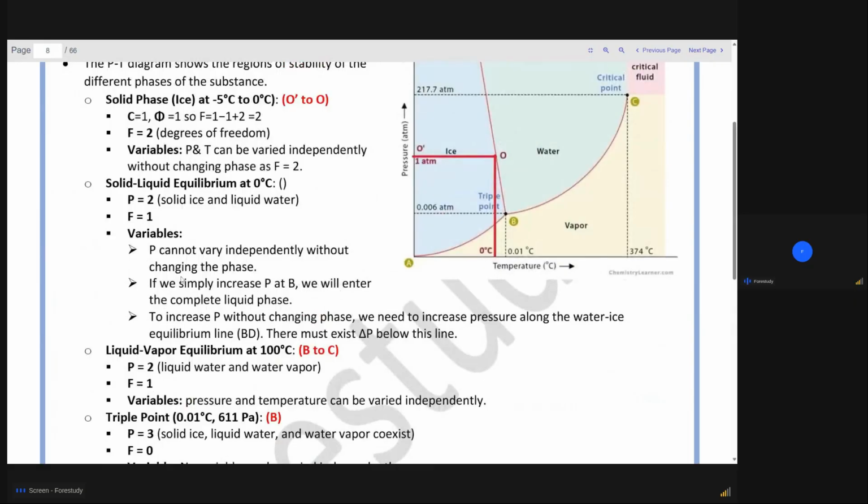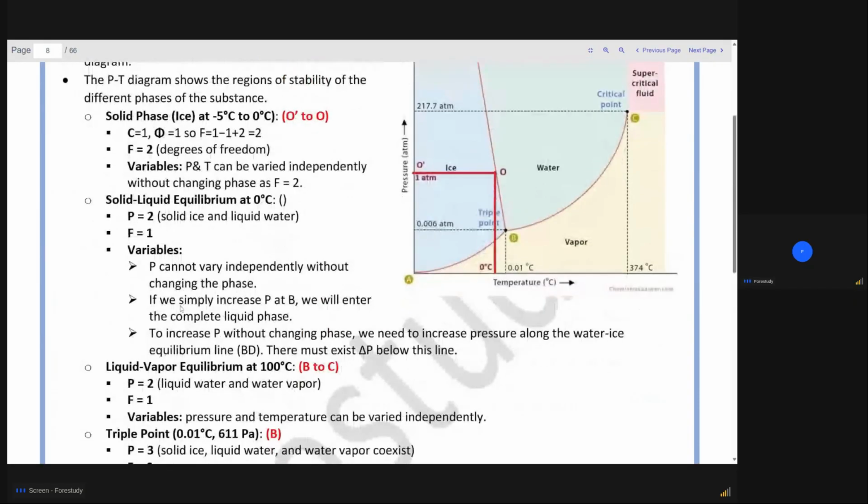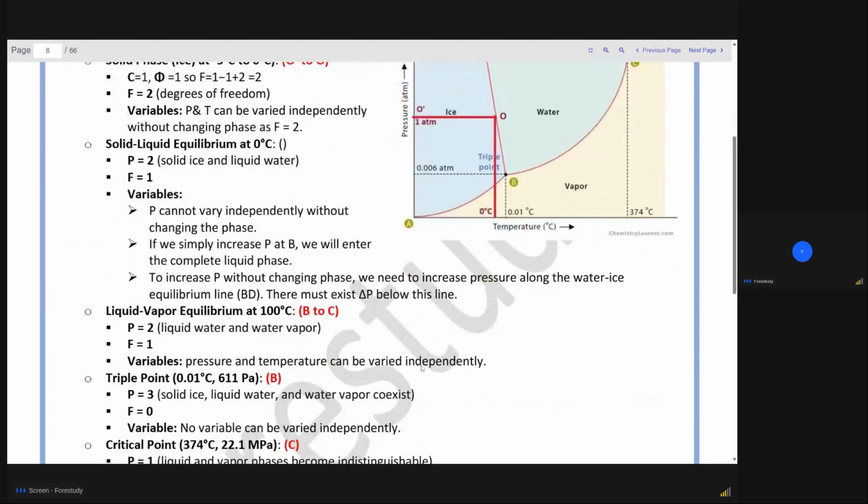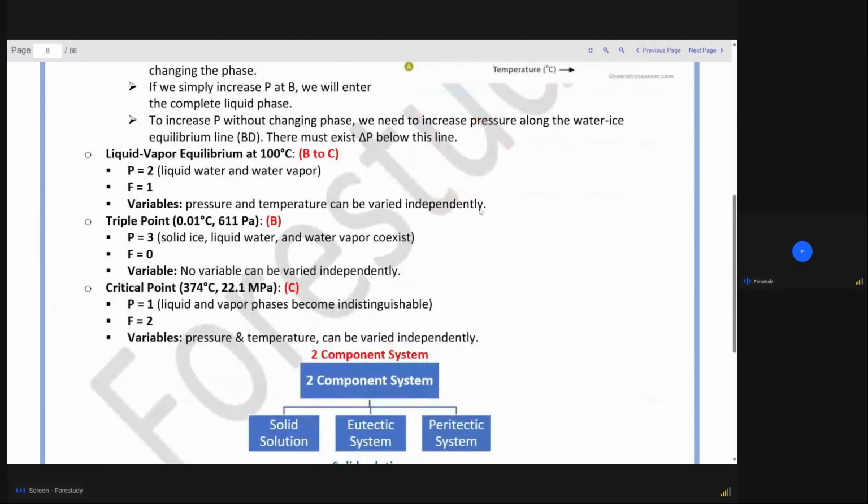So here again, the degree of freedom is 1. Pressure and temperature can be varied. I think there is some mistake here. Pressure and temperature will not vary independently, because F equals 1. I'll ask the coordinator to change this.